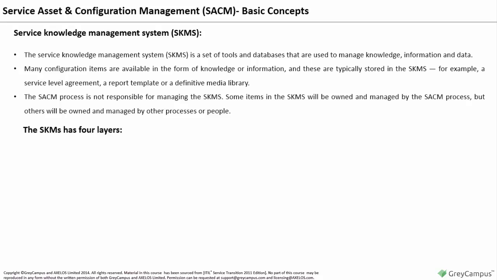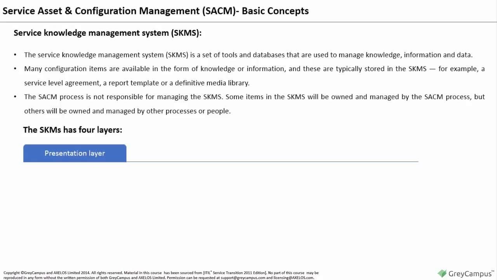The SKMS has 4 layers. Presentation layer enables searching, browsing, retrieving, updating, subscribing and collaboration. The different views onto the other layers are suitable for different audiences. Each view should be protected to ensure that only authorized people can see or modify the underlying knowledge, information and data.